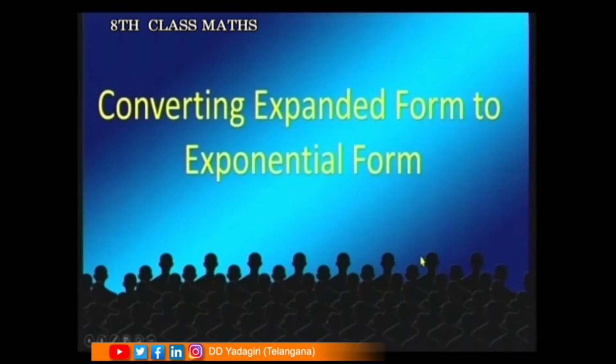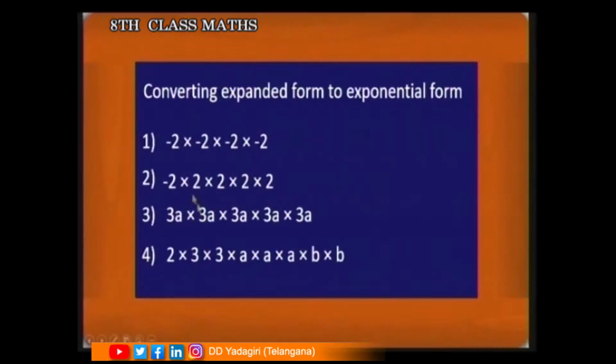Now let us learn converting expanded form to exponential form. Observe on the screen, let us try to convert each expanded form into exponential form. Observe carefully. For the first question, how do we write it in exponential form? What is the number we are multiplying here? Minus 2, and how many times is it multiplied by itself? 1, 2, 3, 4 times. So we write minus 2 to the power of 4.